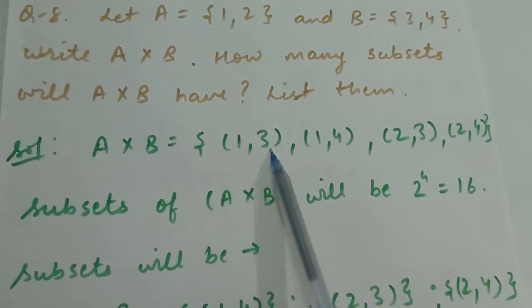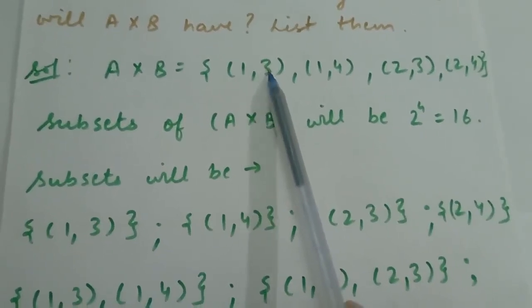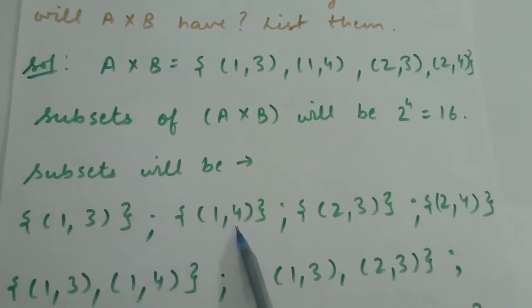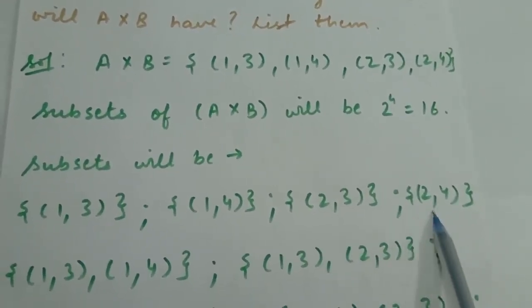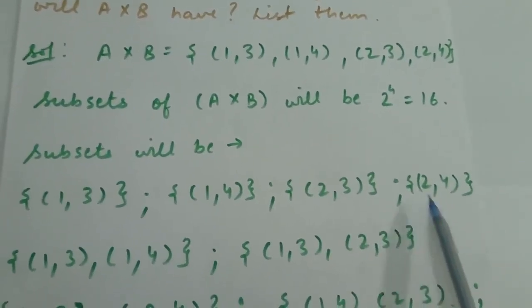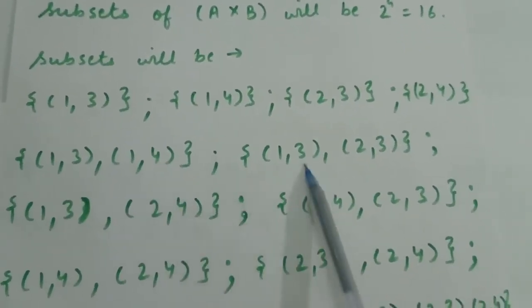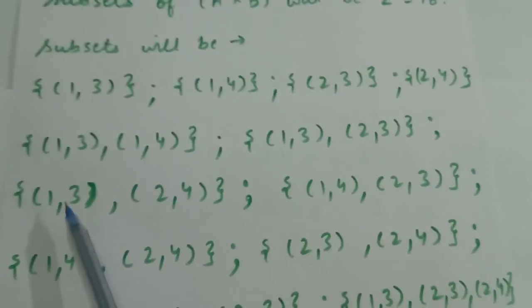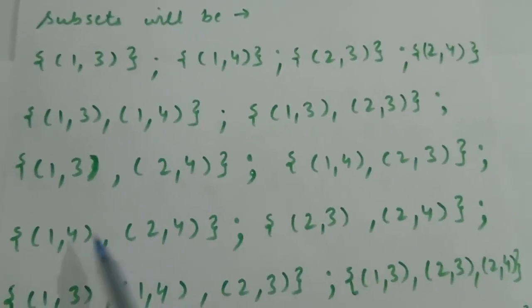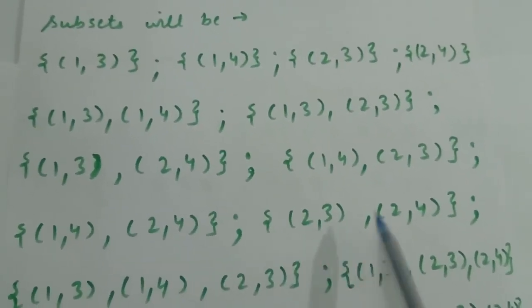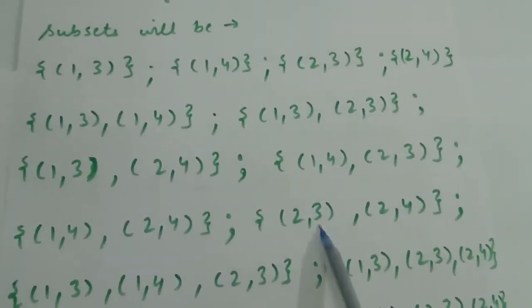To list the subsets, first take one element at a time. So the subsets will be {(1, 3)}, {(1, 4)}, {(2, 3)}, {(2, 4)}. Now take 2 elements of A cross B at a time. So {(1, 3), (1, 4)}, {(1, 3), (2, 3)}, {(1, 3), (2, 4)}, {(1, 4), (2, 3)}, {(1, 4), (2, 4)}, {(2, 3), (2, 4)}. So you will get 6 pairs when you take 2 elements at a time.